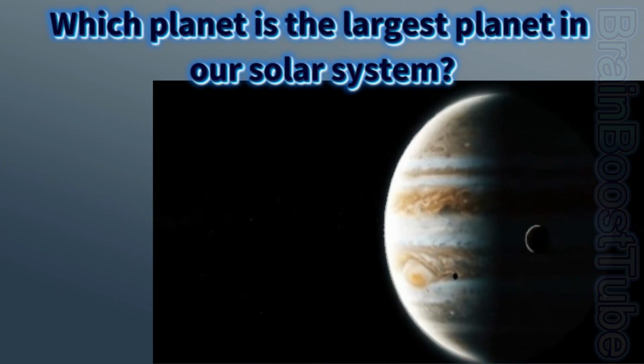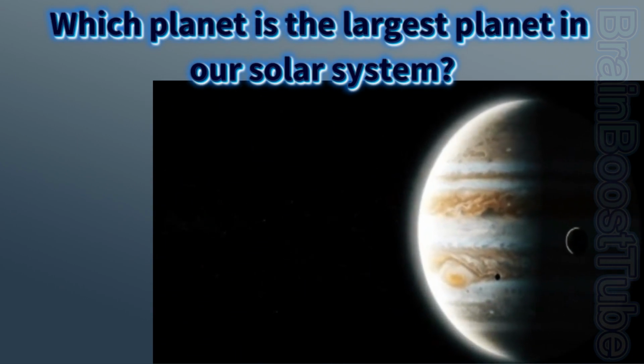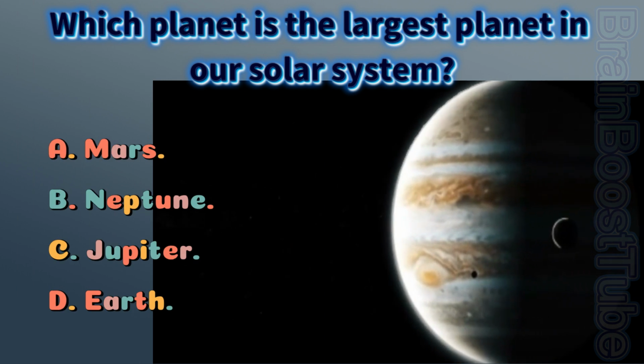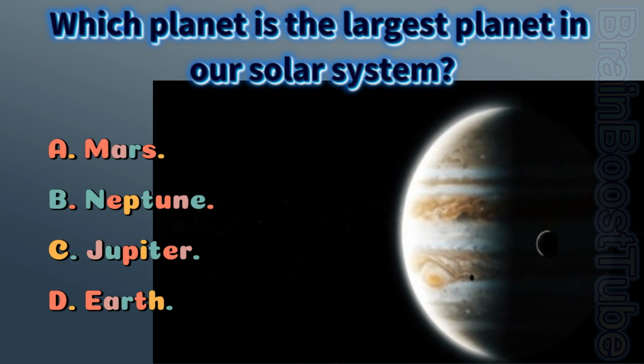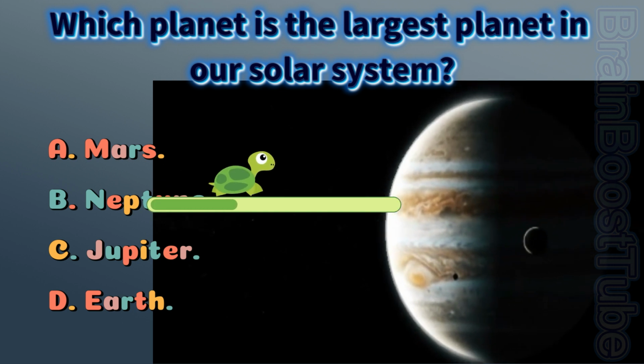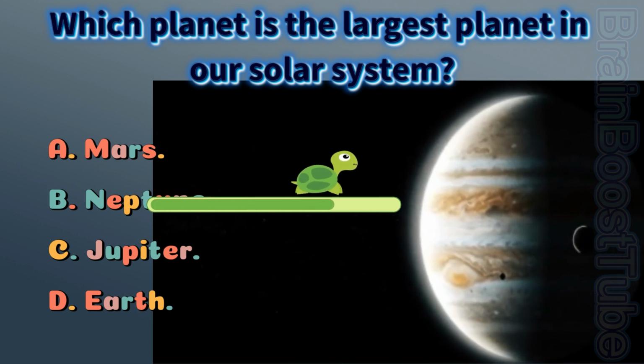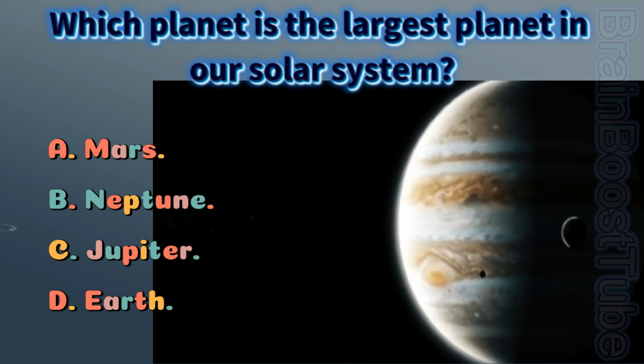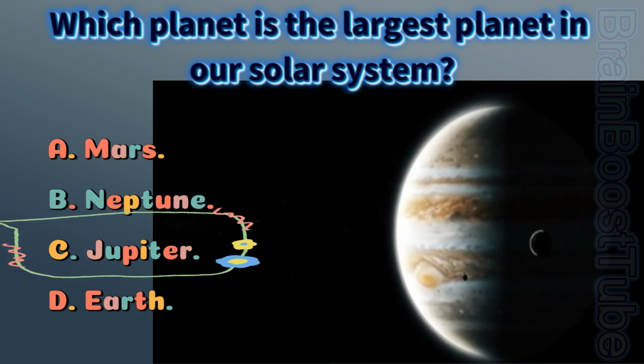Which planet is the largest planet in our solar system? A. Mars. B. Neptune. C. Jupiter. D. Earth. Correct answer is C. Jupiter.